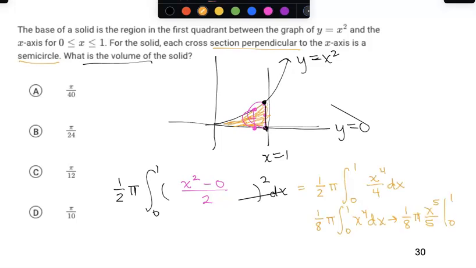All right, I came up with 1/8 pi times x to the 5th over 5 evaluated between 0 and 1. So when you plug in 1, you'll get 1/5 times 1/8, which leaves you with 1/40th, or pi over 40.